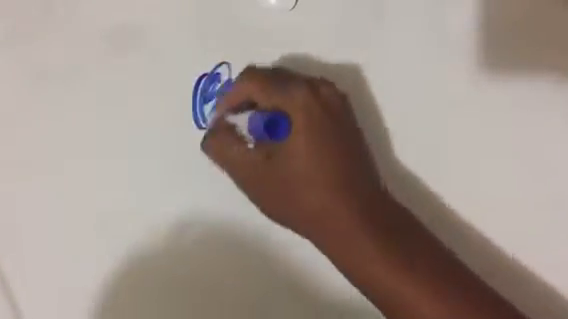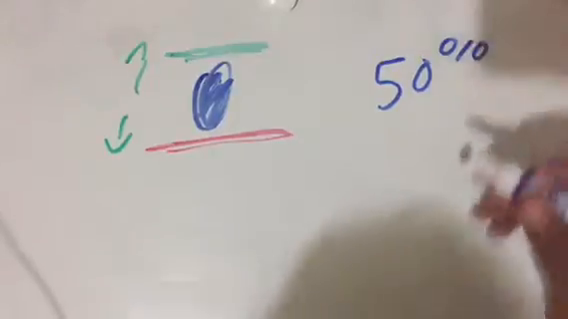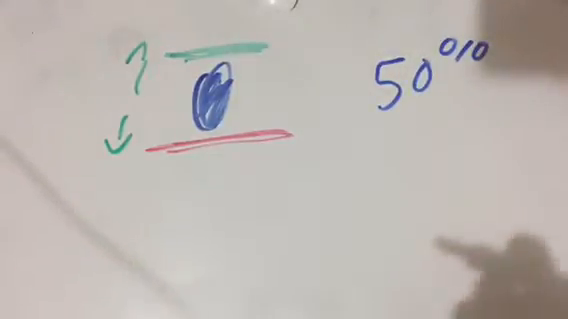So the particle can spin upward towards the green detector, or it can spin downward towards the red detector. And so this can only go one of two ways. Either it will go upwards or downwards. So it gives it a 50% chance of doing either or, and this is a probability.